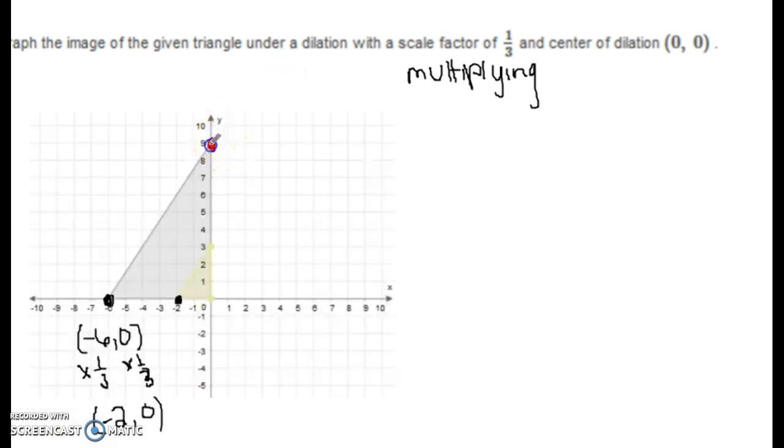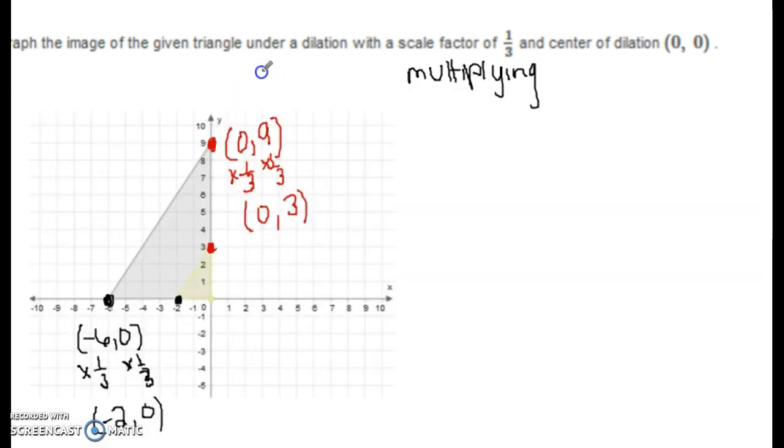If we do this point up here, this red point, it's located at 0, 9. I want to make it 1/3 of its size, so I'm going to multiply by the scale factor, which is 1/3. 0 times 1/3 is still 0. 9 times 1/3 is 3. So that's how they got that point right there.